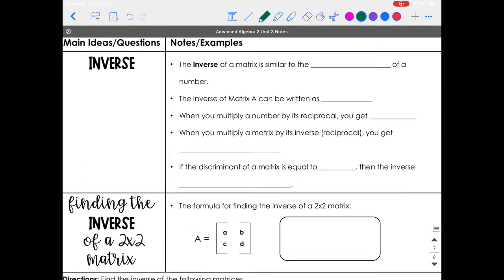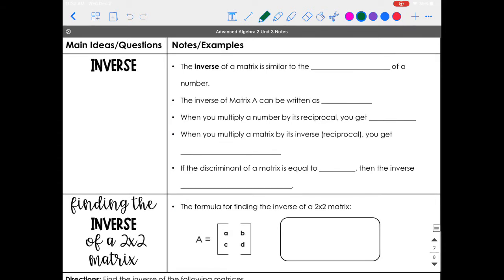All right, moving on to inverse. So the inverse is similar to what's called the reciprocal. I don't even know how to spell that. Hold on. Reciprocal. All right. It's similar to the reciprocal of a number.